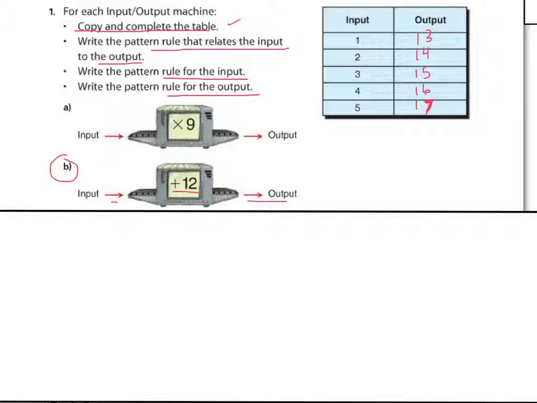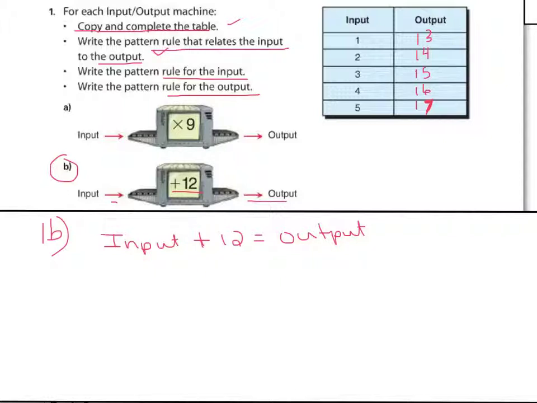Step number 2, write the input to the output rule. Okay, so this is 1B, clearly indicating what it is that I'm working on, seeking to be understood. 1 to 13 was plus 12. So our input to output rule is input plus 12 equals output. All right, have that one.